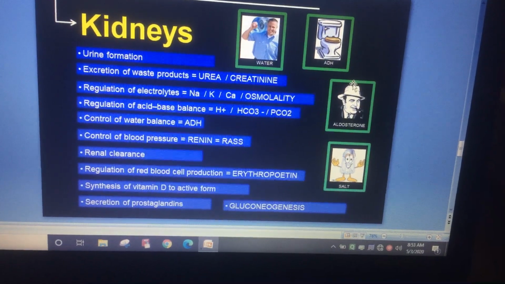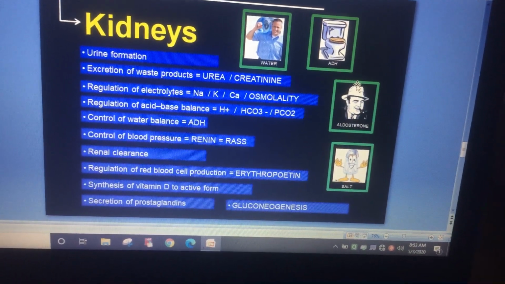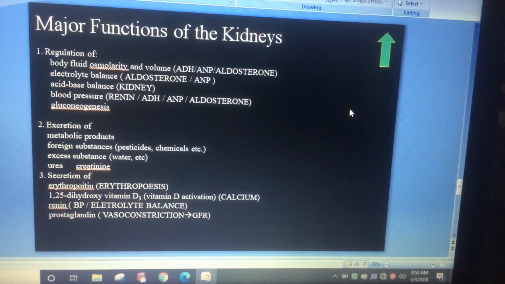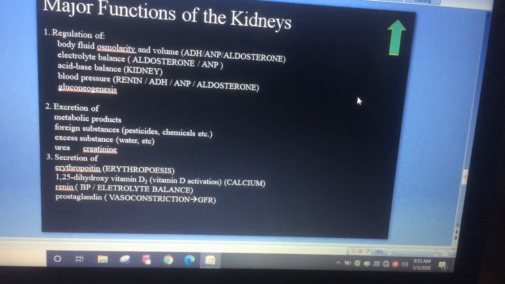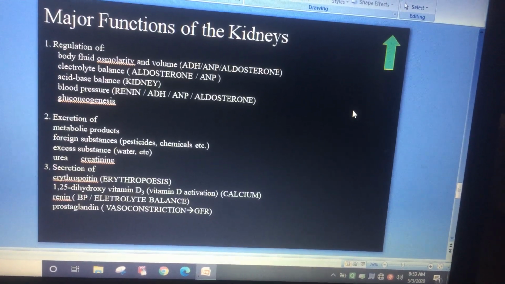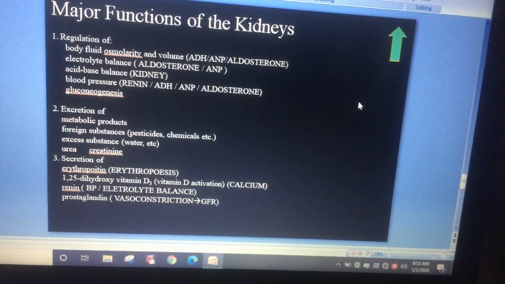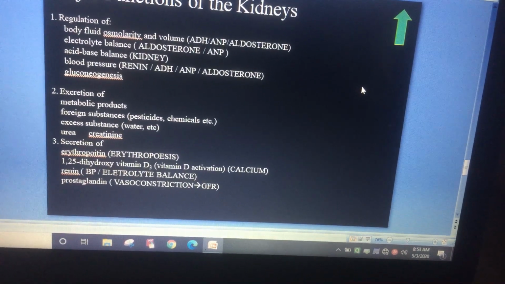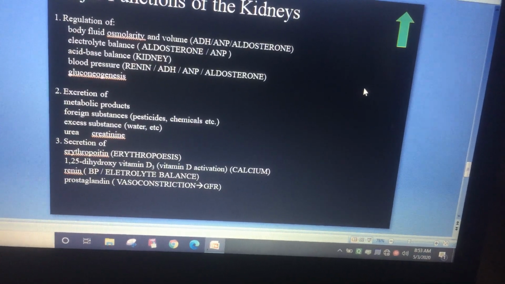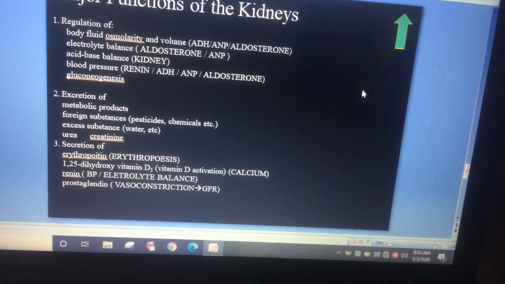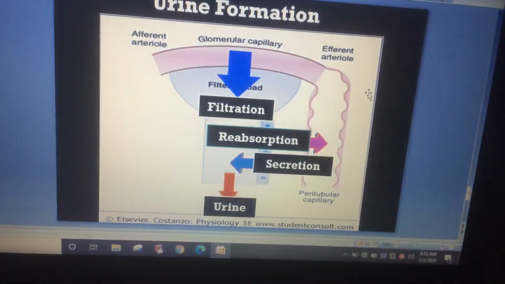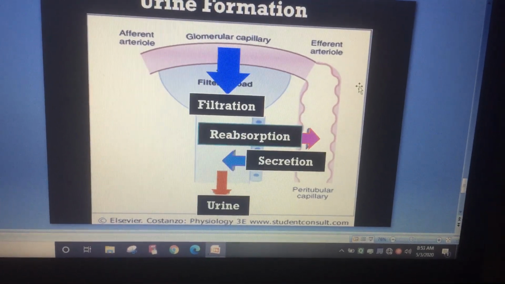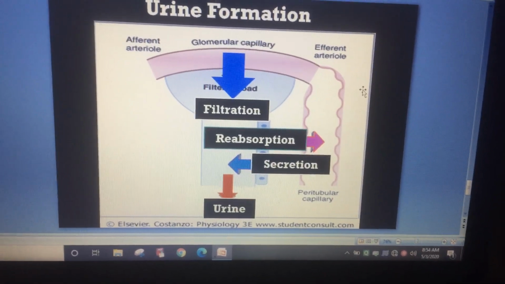In case of prolonged fasting, it also takes part in gluconeogenesis. Finally, the main functions of the kidney can be divided into regulation, excretion, and secretion. And there are four hormones which are secreted: erythropoietin, active vitamin D3, renin, which takes part in blood pressure and electrolyte balance, and prostaglandins. So urine formation takes place because of filtration, reabsorption, secretion, and excretion.